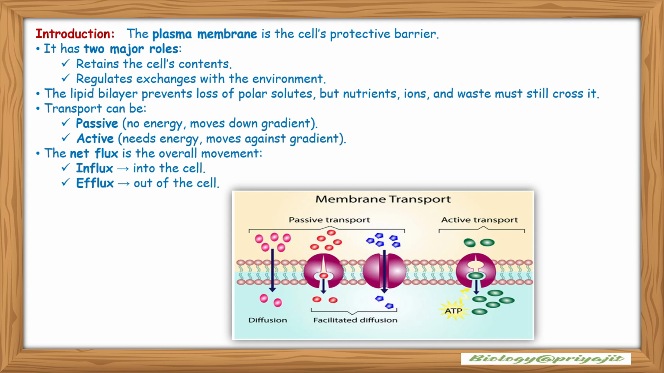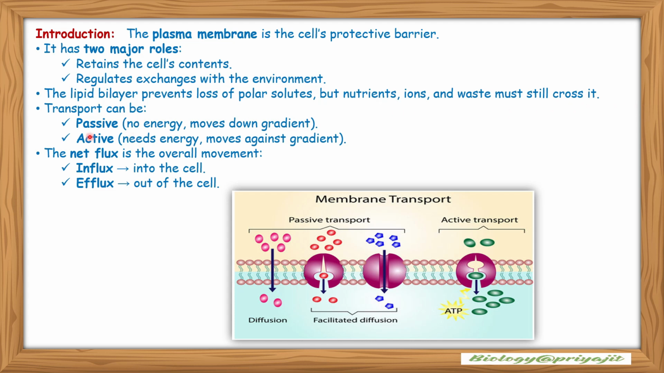Introduction. Basically, the plasma membrane is the cell's protective barrier. It has two major roles. It retains the cell's inner contents, and it regulates exchange with the environment. The lipid bilayer prevents loss of polar solutes, but nutrients, ions, and waste must still cross it.